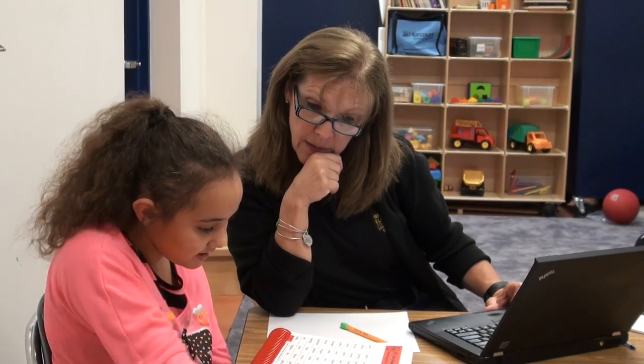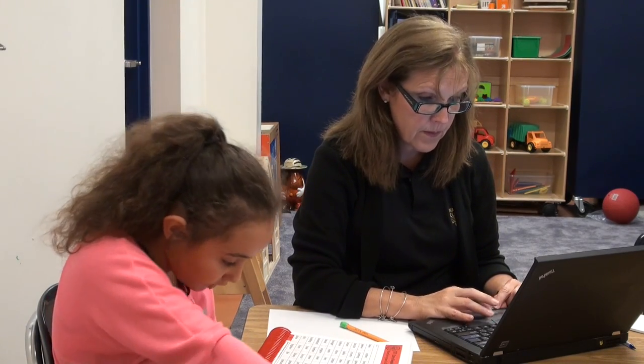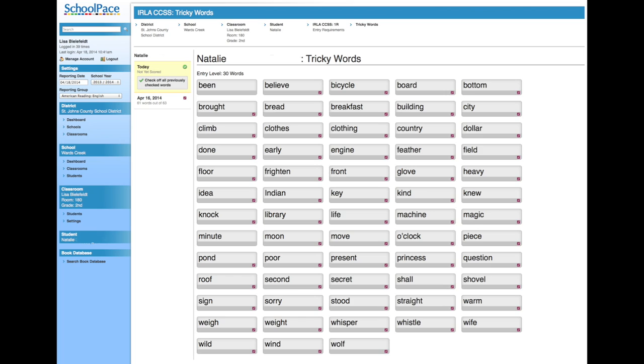Okay, let me move my cursor down. Okay, go ahead. Way, wait, whisper, whistle, wife, wild, wind, wolf. Nice job. All right. Natalie answered actually 61 out of the 63 words correct on this page.